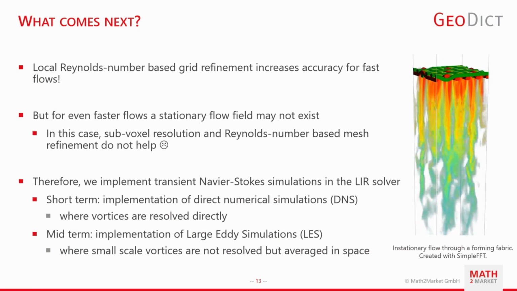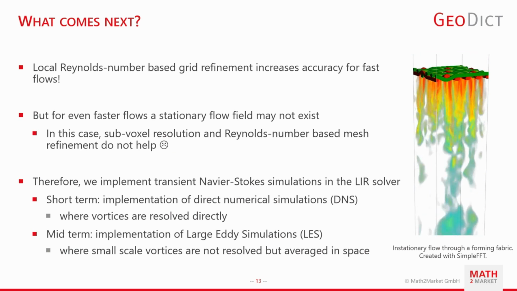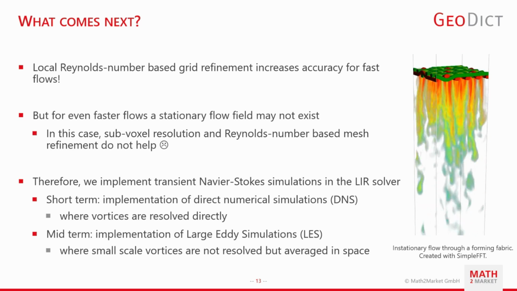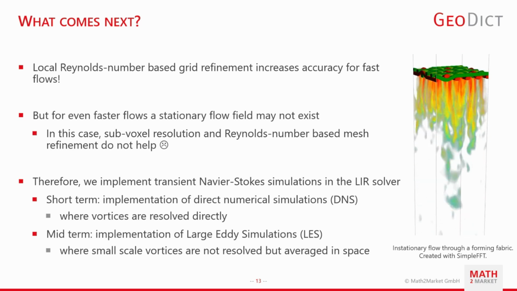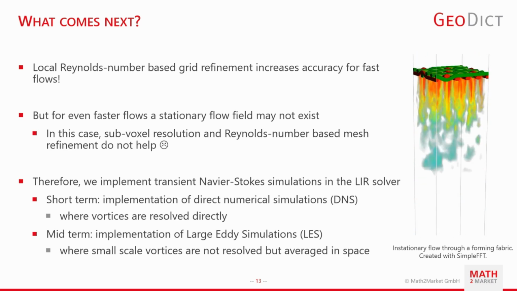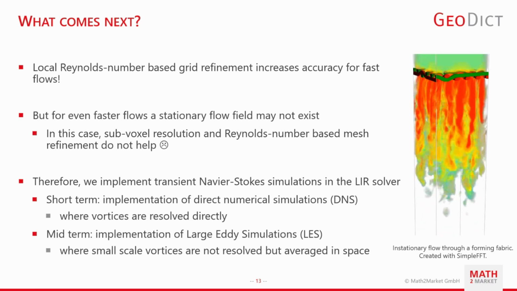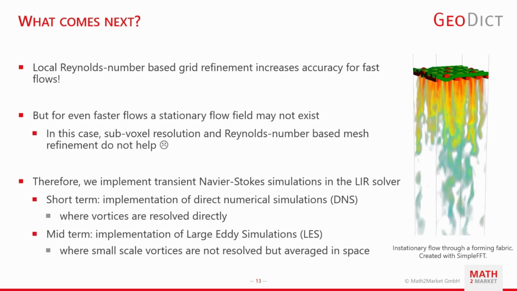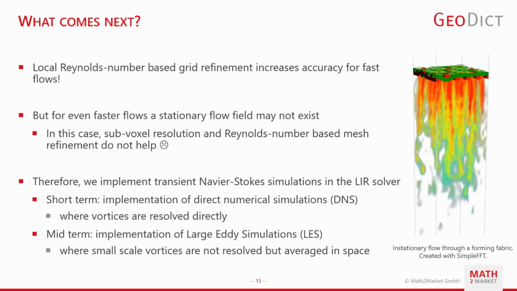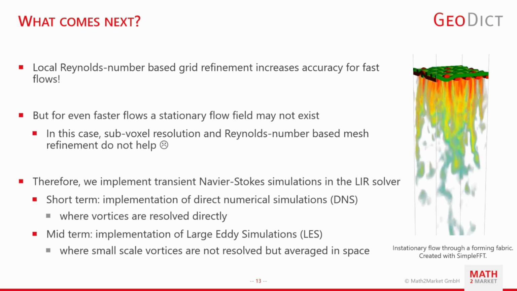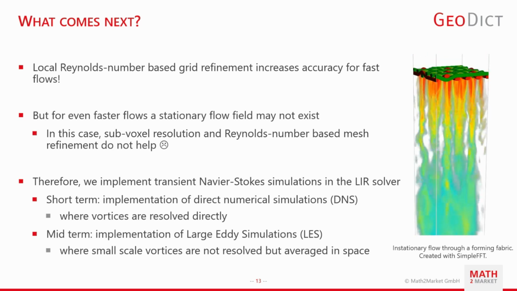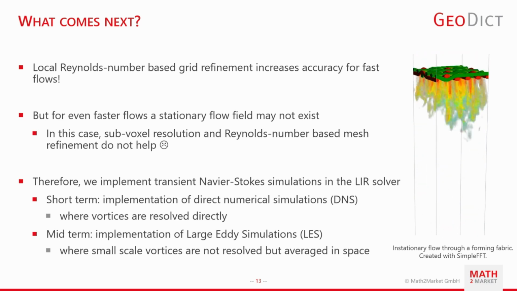Yeah, but we also want to compute faster flows. In the previous example, we had a Reynolds number of 40, but we also want to be able to compute flows for much higher Reynolds numbers. What you can see here on the right side is a simulation that was done with a SimpleFFT solver some years ago. And the SimpleFFT solver has a special feature. It uses a fast Fourier transformation to solve the so-called pressure correction equation.